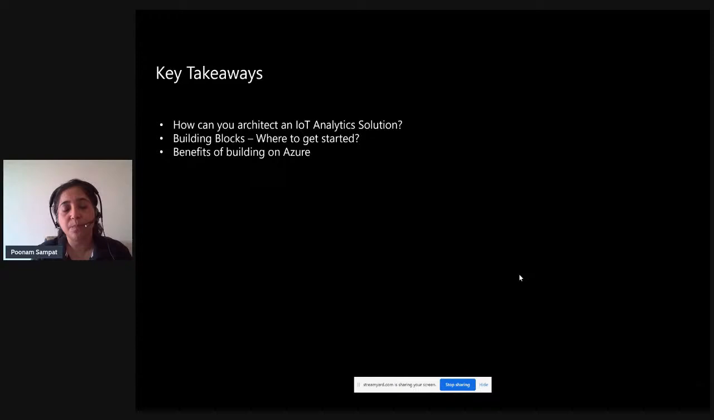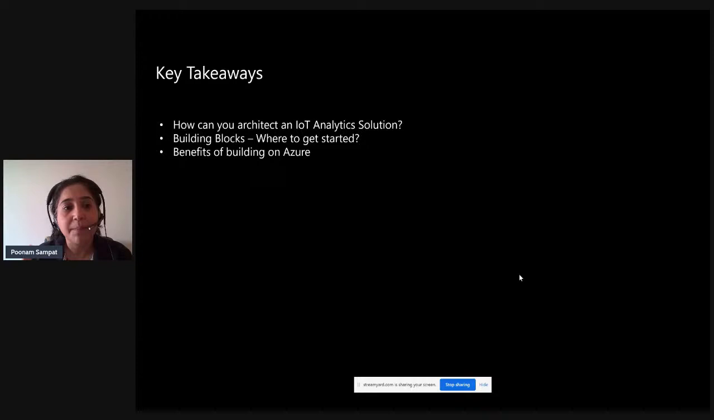So in terms of takeaways that I expect you guys to take away from this session, there are three. The first is, how can you architect an IoT analytics solution on Azure? The second is, what are the building blocks? Where can you get started? And the third is, benefits of building on Azure on the cloud, really.